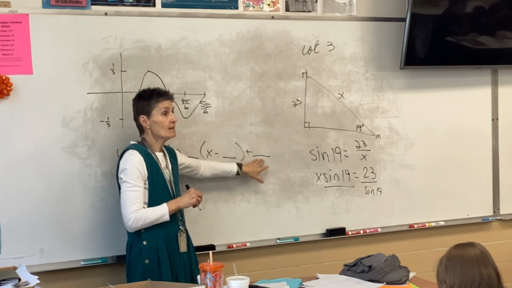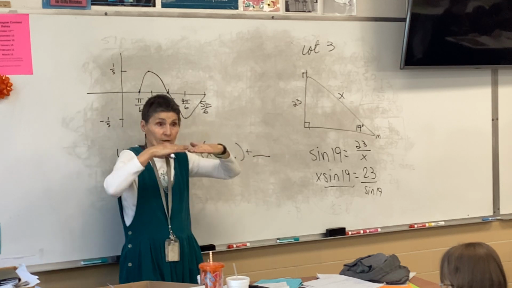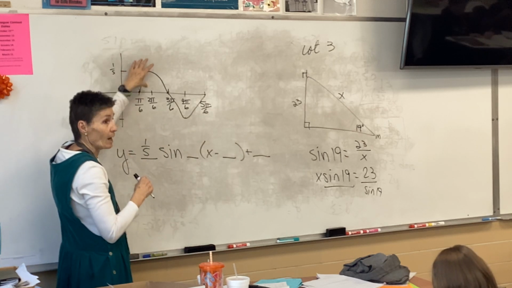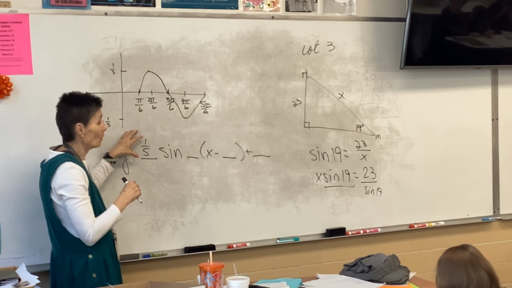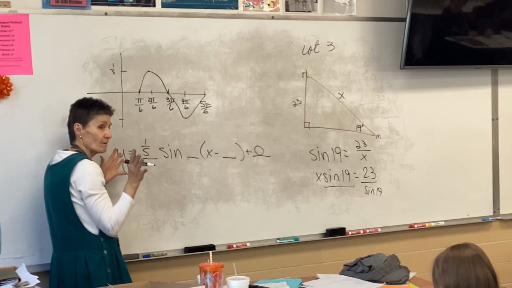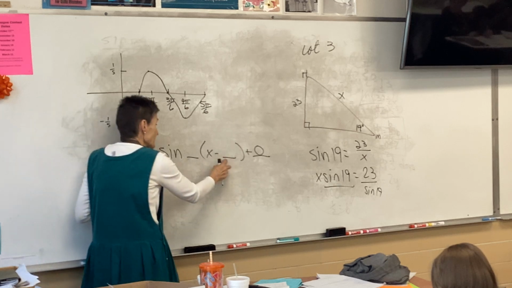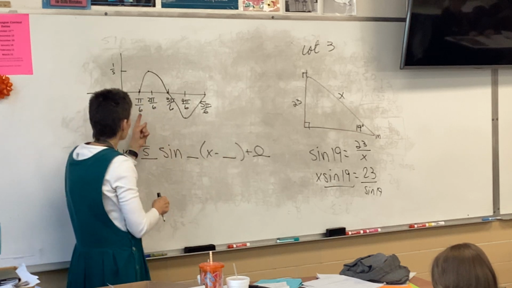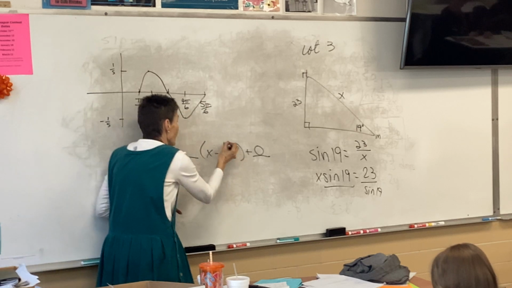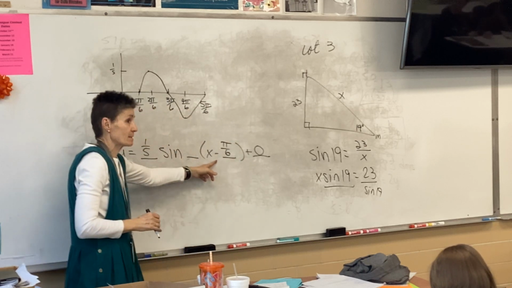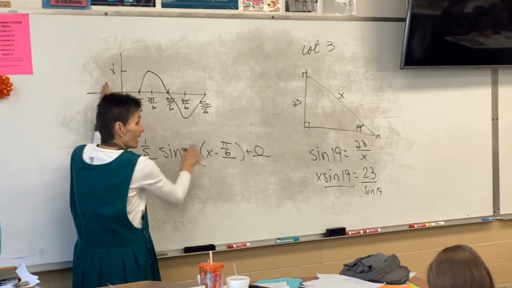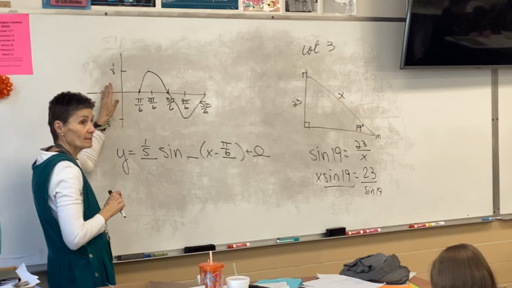This is easy because that is my vertical shift. Does it look like this picture has been lifted up or down at all? Nope, so that's a 0, or you can leave it off if you want. This is easy because my picture has shifted pi over 6 to the right. So that's a minus. If it had started over here, that would be a plus, right? But it's a minus.